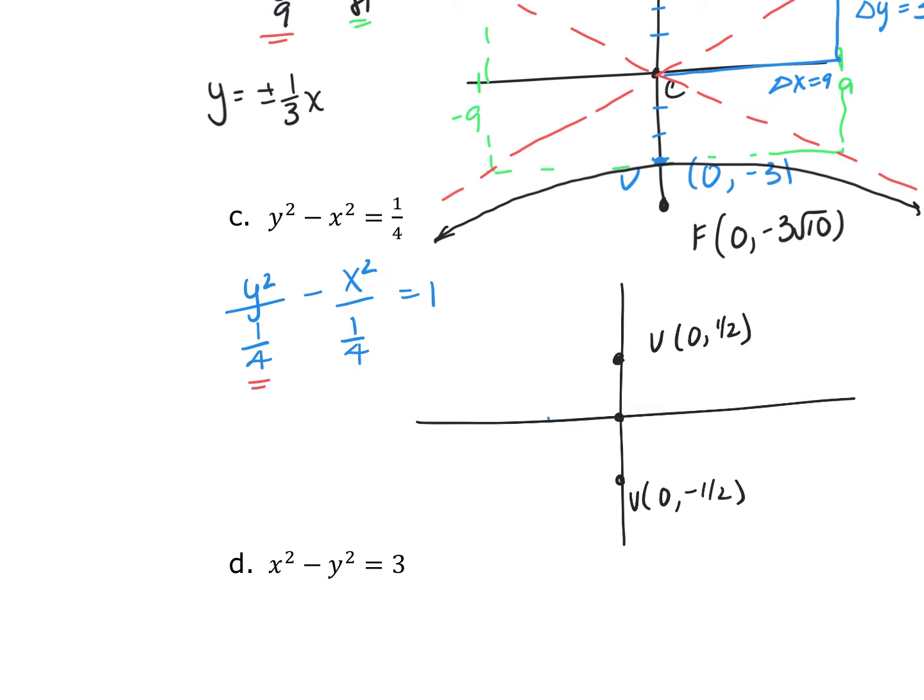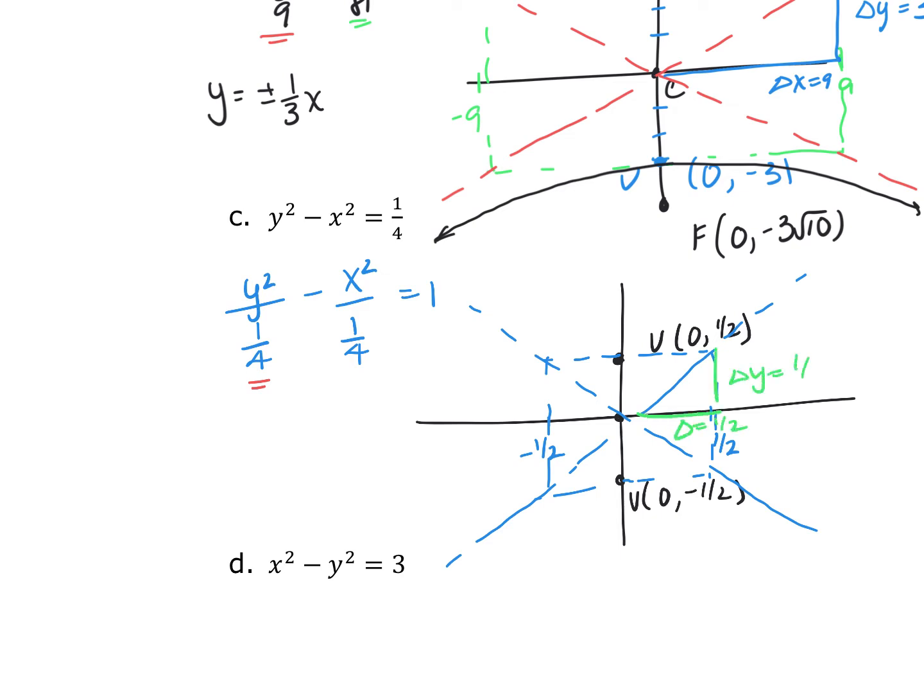From the center, I'm going to go 1/2 in the x direction in both ways, so negative 1/2 and positive 1/2. And draw my box. Again, if this was an ellipse, actually, it would be a circle, because the box is perfectly square this time. And I'm going to draw my asymptotes that go corner to corner through the center. My delta x is 1/2. My delta y is 1/2. That tells me my slope is going to be plus and minus 1 because they're the same. So my asymptotes are y equals plus and minus x.